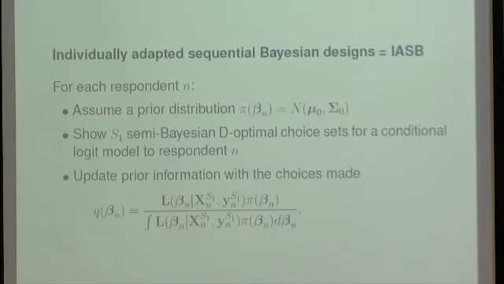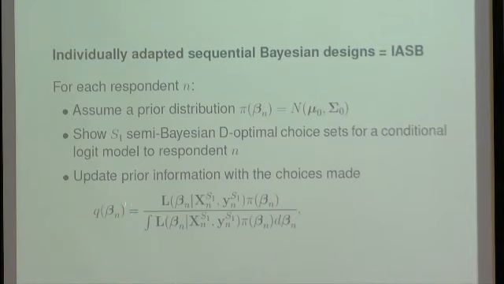Then we give these choice sets to the person. He makes choices. He chooses his laptop in each of the choice sets. And then we update the prior distribution with these choices to get the posterior distribution on the beta n. So then at least we have some information about this particular beta n of this person.